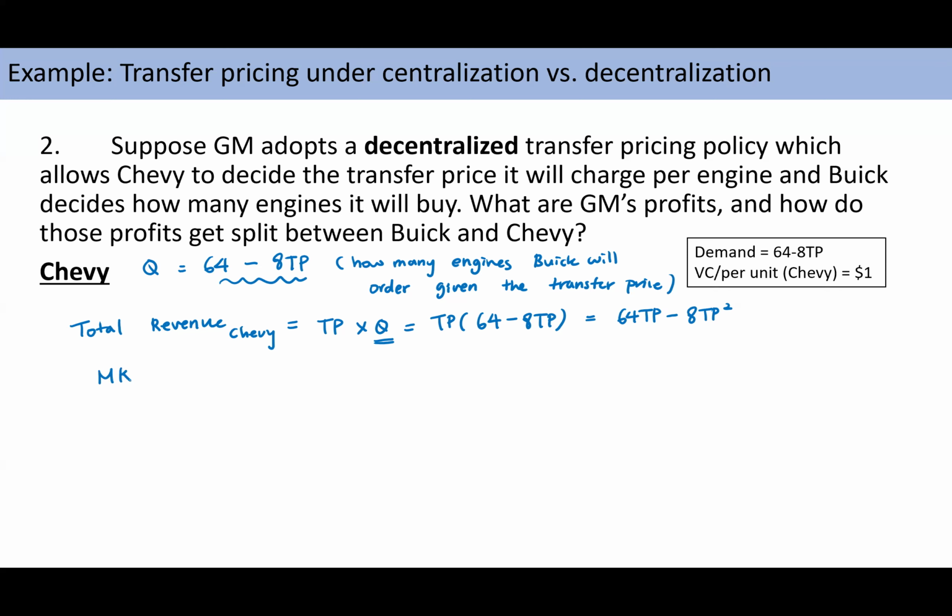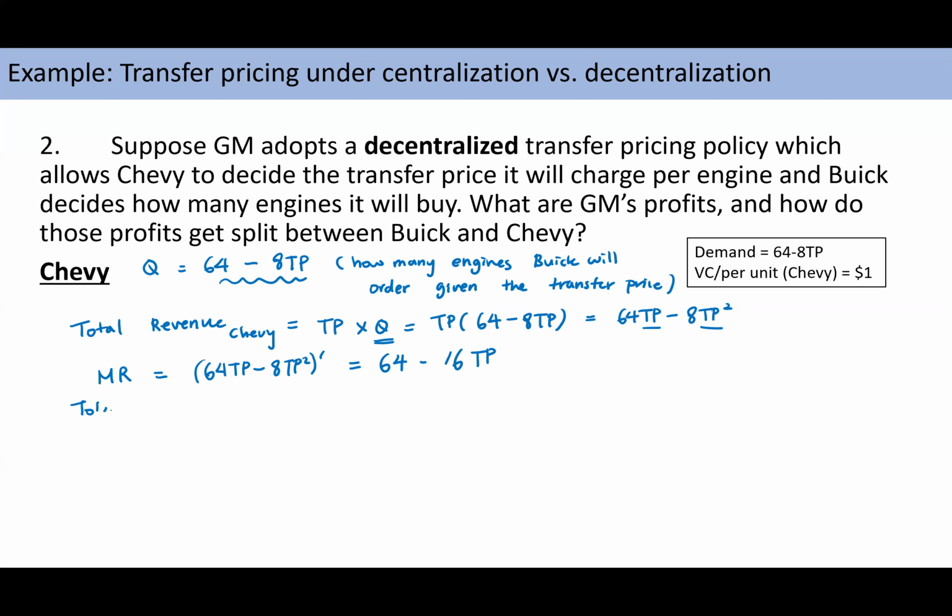Now let's find the marginal revenue of Chevy with respect to TP, not Q. So that would be 64 TP minus 8 TP squared, and we're taking the first derivative in terms of TP. The first term is 64 because it's TP to the power of 1. And then minus 16 times TP. So this is our marginal revenue.